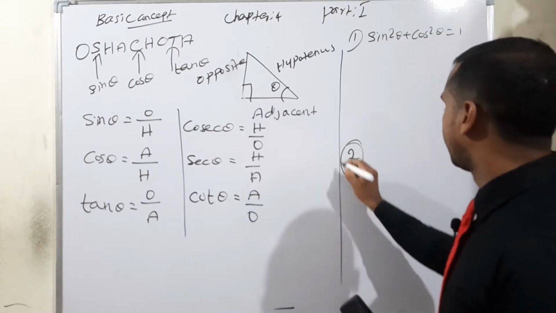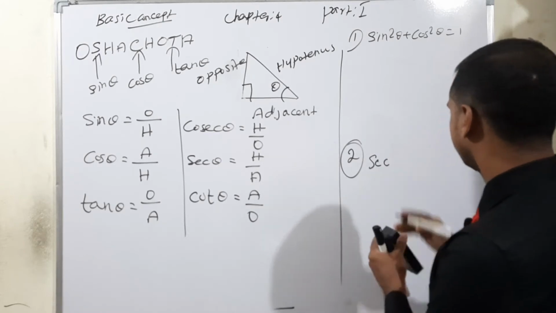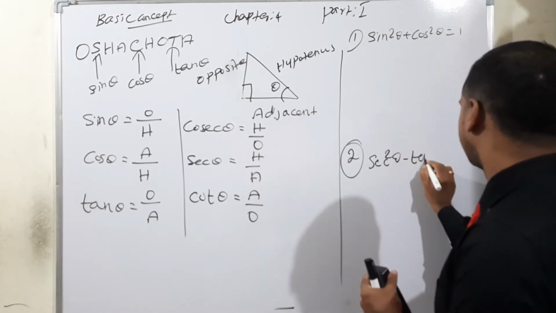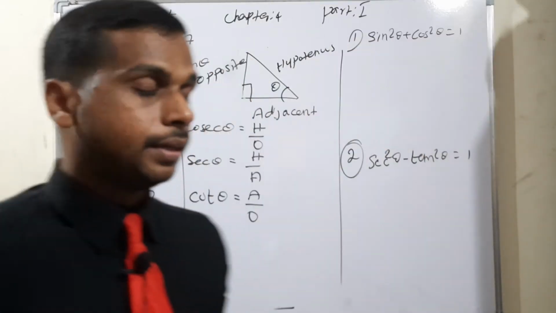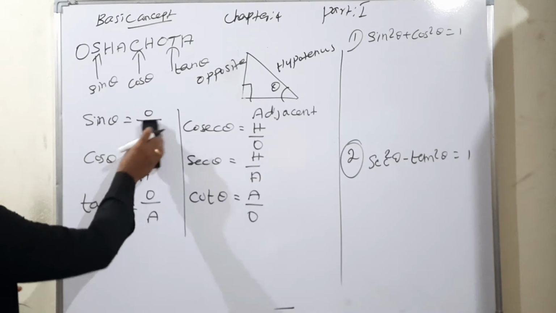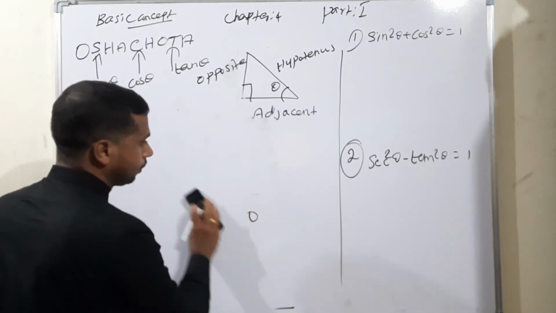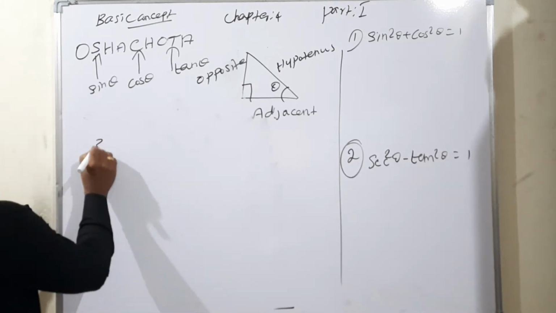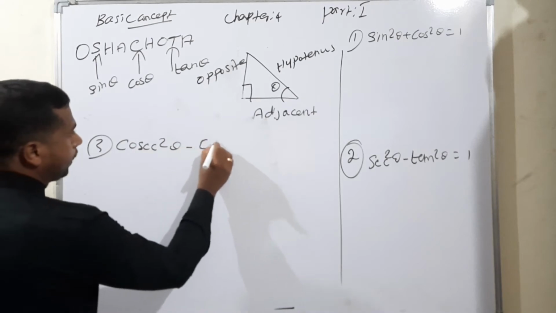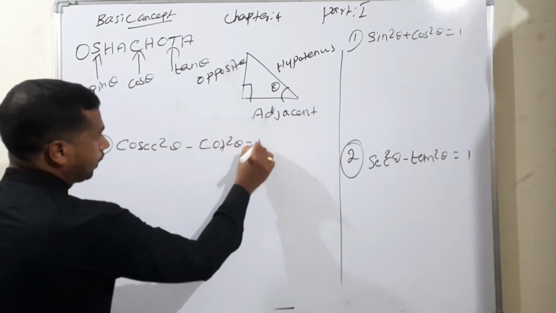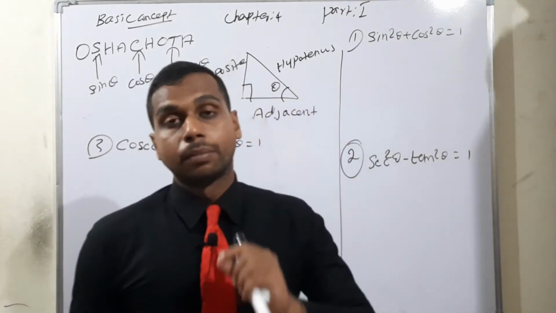Then the second basic identity, secant square theta minus tan square theta is equal to 1. The third identity is cosecant square theta minus cot square theta is equal to 1. From these three identities, we can split out three important formulas.